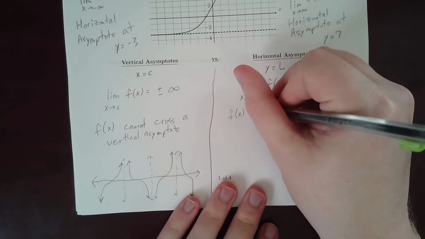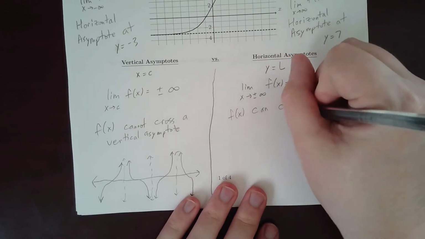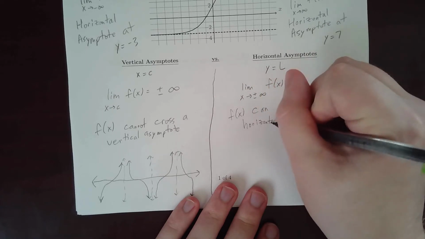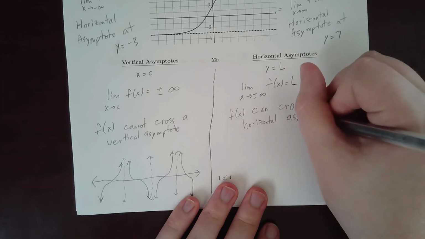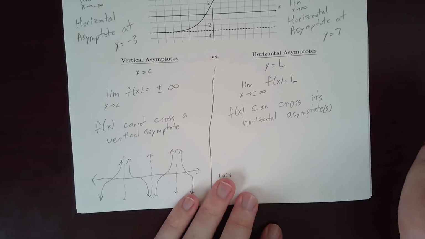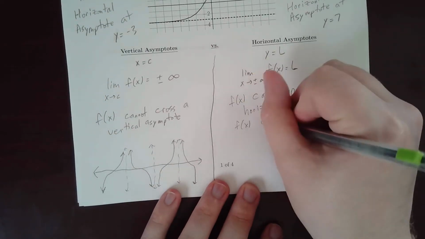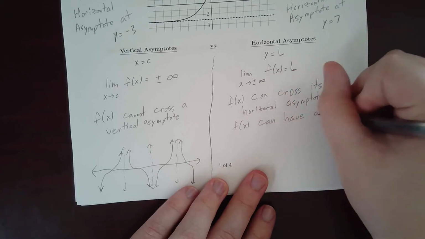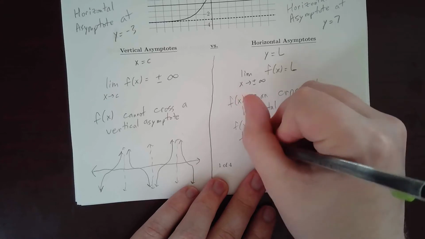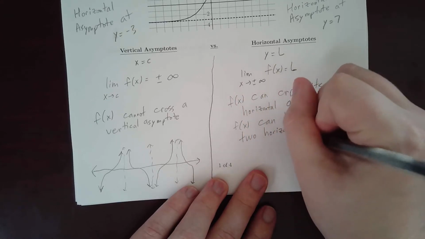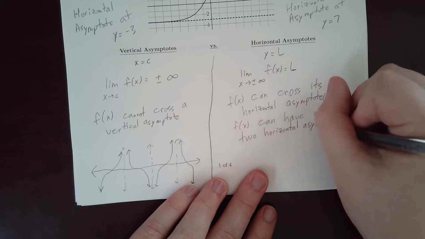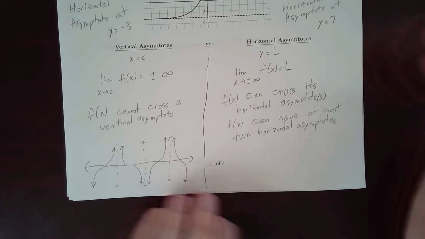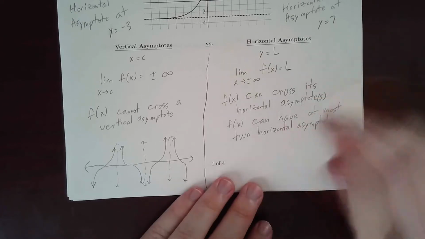Now, unlike vertical asymptotes, f of x can, it won't always, but it can cross its horizontal asymptote, or asymptotes. And f of x can have at most two of these horizontal asymptotes. So it can only have one when you're approaching negative infinity and one when you're approaching positive infinity. Maybe they're the same, but they don't have to be. But that's why it's at most.